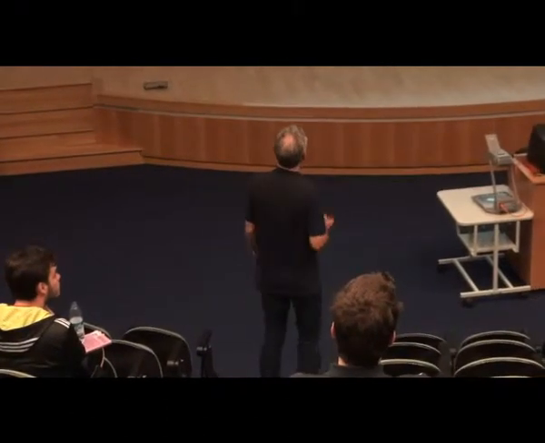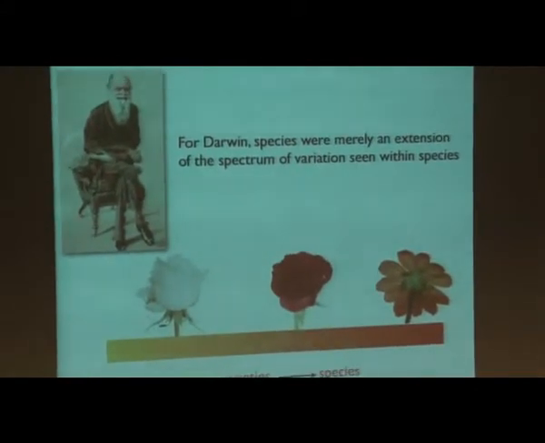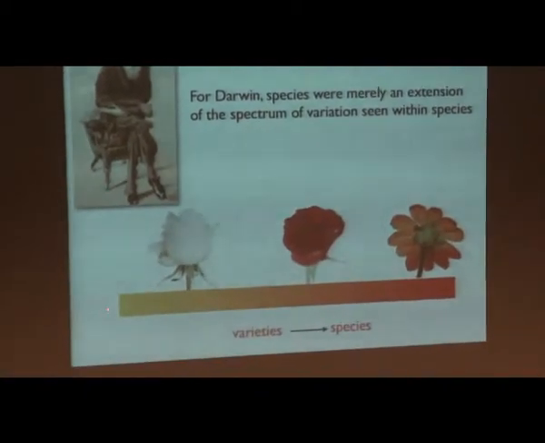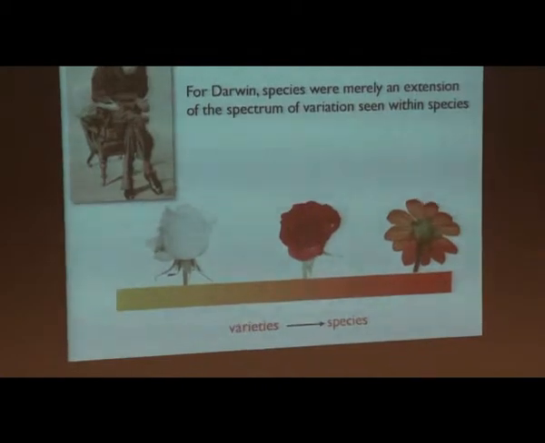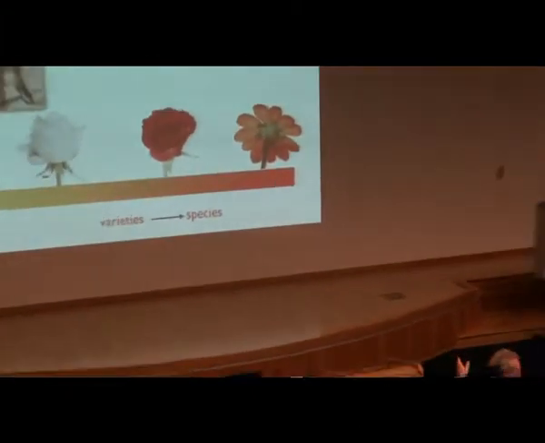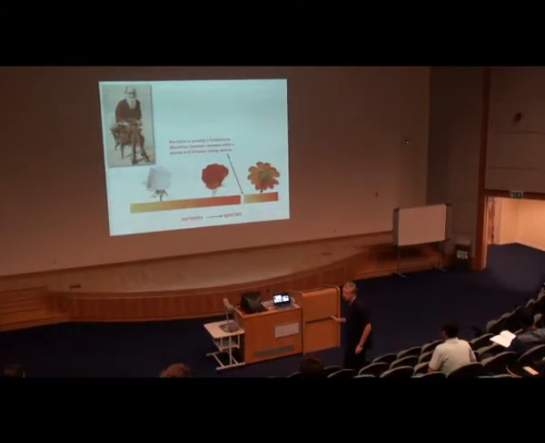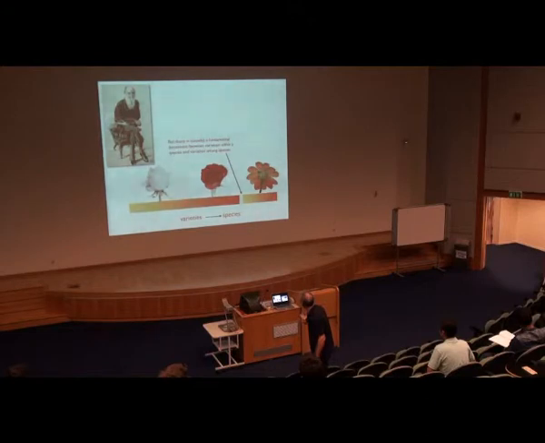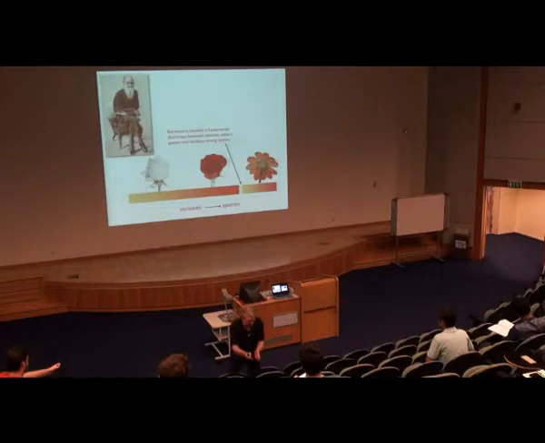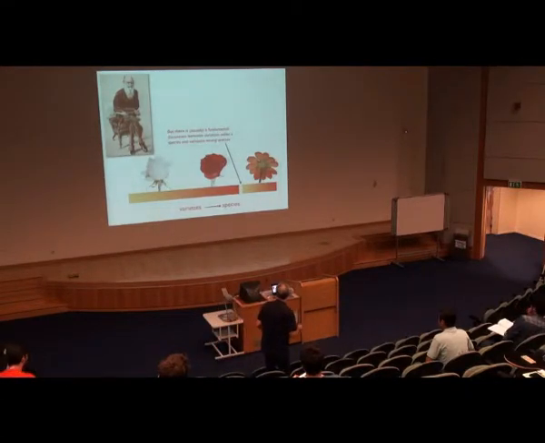So what is it? Charles Darwin had this notion that species were merely an extension of the spectrum of variation we see within a species. So look, here you have a white rose and a red rose. So you've got varieties, and you keep getting more and more different, and then you've got species. So it's a continuum. Now, we tend not to think of species in this way today. We see a discontinuity between the members of one group and the variation within it and the members of another group. What is that discontinuity? What is that gap between the spread of variation within a species, and then there's a gap and a jump, a discontinuity to another species?